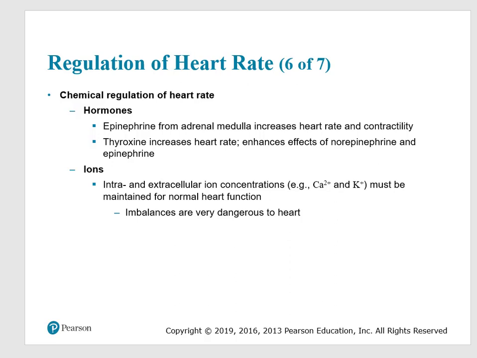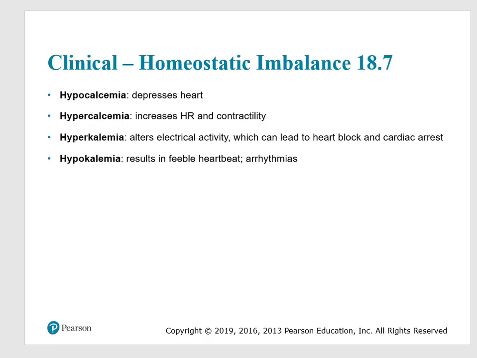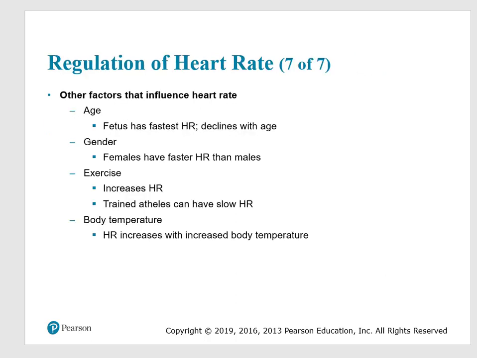Ions, calcium, potassium, imbalances can be very, very dangerous. For example, hypocalcemia depresses heart rate. Hypercalcemia increases heart rate and contractility. Hyperkalemia leads to heart block and cardiac arrest. Hypokalemia causes arrhythmia. Hyperkalemia is basically what they give to death row inmates for cardiac arrest. It actually burns. That's why they give a numbing agent before they give this potassium chloride.